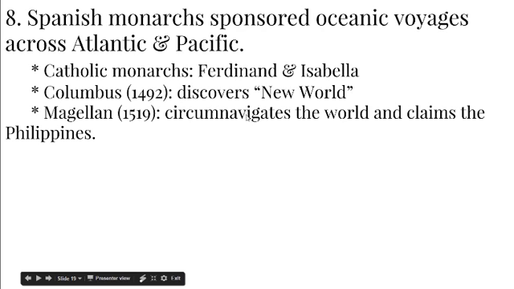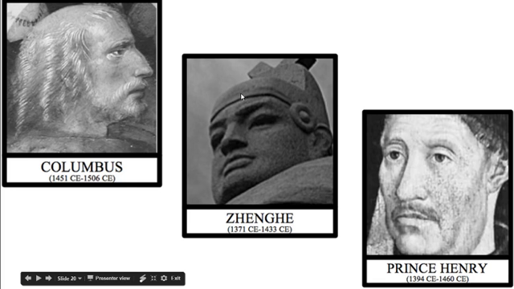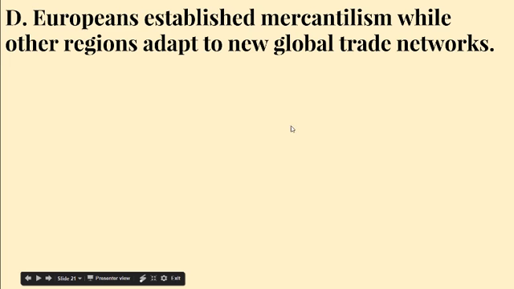The Spanish are going to follow. The monarchs are going to sponsor, they're going to pay for Columbus's voyages, which eventually, of course, leads to the discovery of the New World. But they also paid for other voyages like Magellan. Magellan is the one who circumnavigates or goes around the Earth, and then he also discovers the Philippines and claims that the Philippines belong to Spain, which, of course, eventually becomes a colony. So here we see some of these navigators, some of these supporters of navigation.